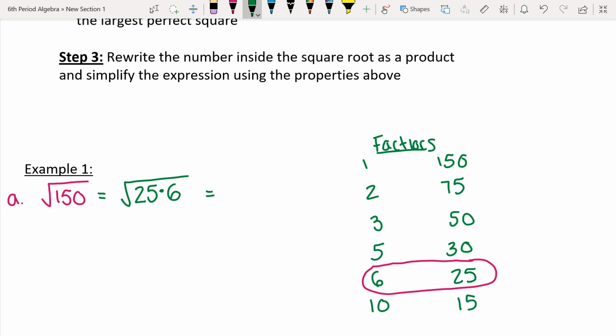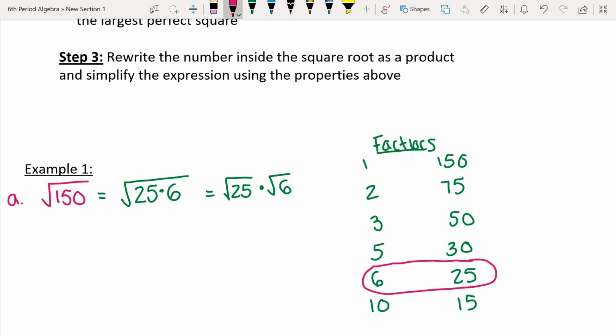Now I can use the rest of step 3 because I rewrote my number inside the square root as a product. I'm going to simplify it using that very first property. In this case, I can say that this gets broken up into 2 square roots. The square root of 25 times the square root of 6. I end up going from 1 square root house to 2. Sorry, I misspoke. From here, we can keep simplifying.